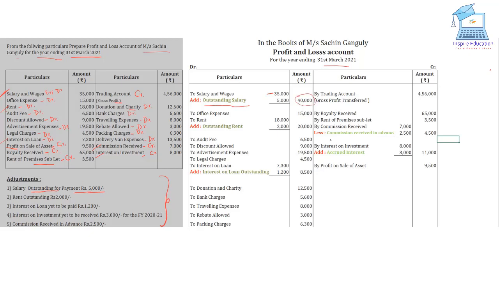Okay, means this 40,000 is the salary and wages expenses for the financial year, or the year ending 31st March 2021.